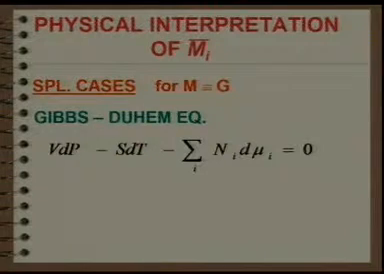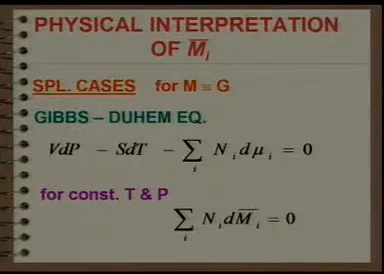If we further have the case where temperature and pressure are also maintained constant, as I said, many chemical processes are done under constant temperature and pressure, what will happen? This equation becomes sum n_i dμ_i equal to 0, or for the general case you will have sum n_i dM_i bar equal to 0. Even for the general case you will get this result.